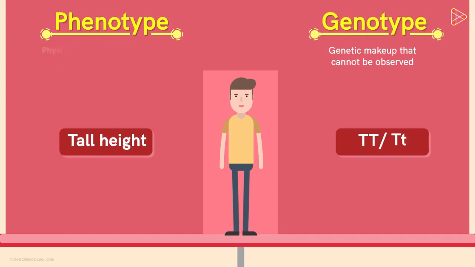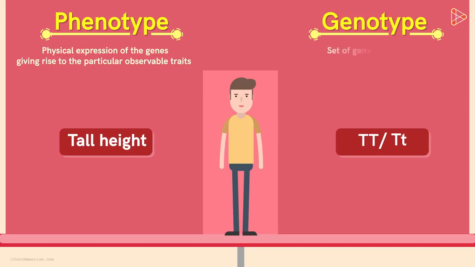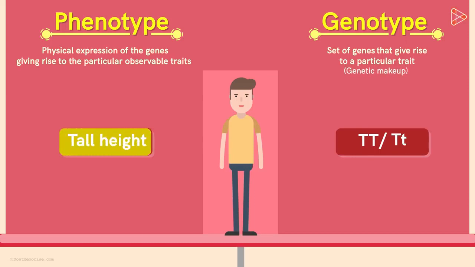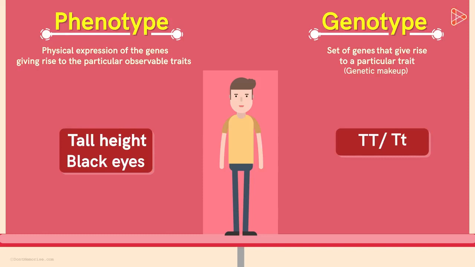In simple words, the physical expression of the genes giving rise to the particular observable traits can be termed as phenotype. On the other hand, genotype can be defined as the set of genes that give rise to a particular trait. That is the genetic makeup of an organism. So, the trait that's visible to us is the phenotype, and what genes the organism has for that trait is the genotype. For example, if this boy has black eyes, then the eye color seen by us is the boy's phenotype, and the genes that he has inherited from his parents, which are not seen by us, are a part of his genotype.